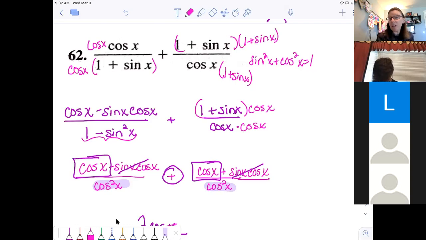You're just starting it a little differently. So you could have just started by saying, I'm just going to multiply each denominator by the other denominator to get a common denominator from the first step, instead of waiting to get that common denominator. Questions?